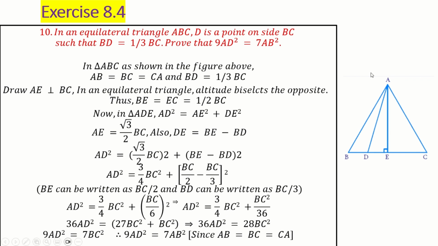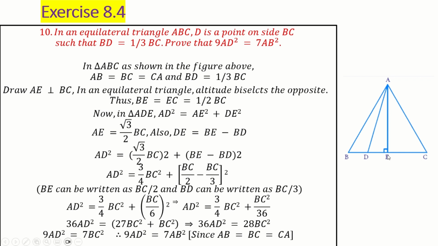Okay, I have an equilateral triangle ABC, and D is just any point on BC. So first thing is it's an equilateral triangle, so AB equals BC equals CA. And BD equals one third of BC, which is given, right?